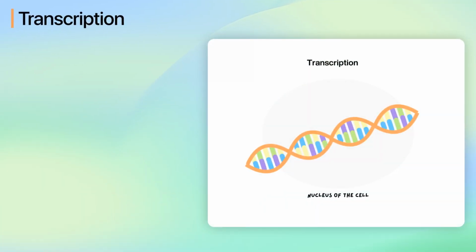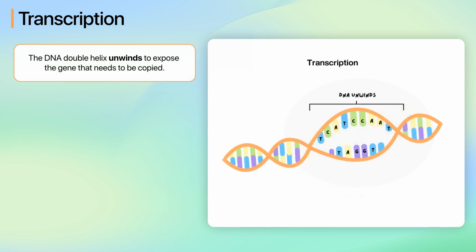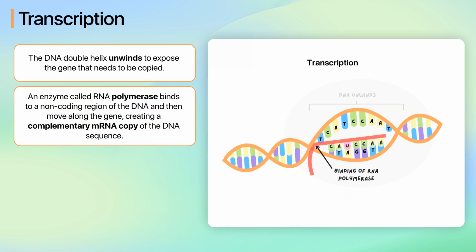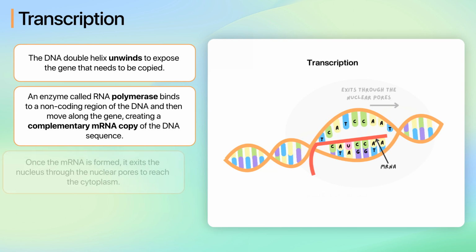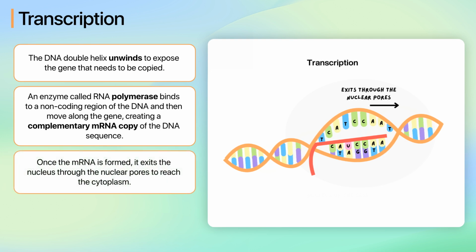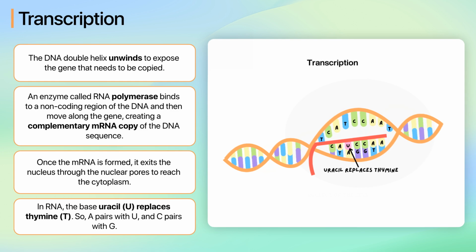Transcription occurs within the nucleus of a cell. Here are the stages. First, the DNA double helix unwinds to expose the gene that needs to be copied. An enzyme called RNA polymerase binds to a non-coding region of the DNA just before the start of the gene. RNA polymerase moves along the gene, creating a complementary mRNA, messenger RNA, copy of the DNA sequence. Once the mRNA is formed, it leaves the nucleus through a nuclear pore to reach the cytoplasm. In RNA, the base uracil replaces thymine. So A pairs with U, and C pairs with G.